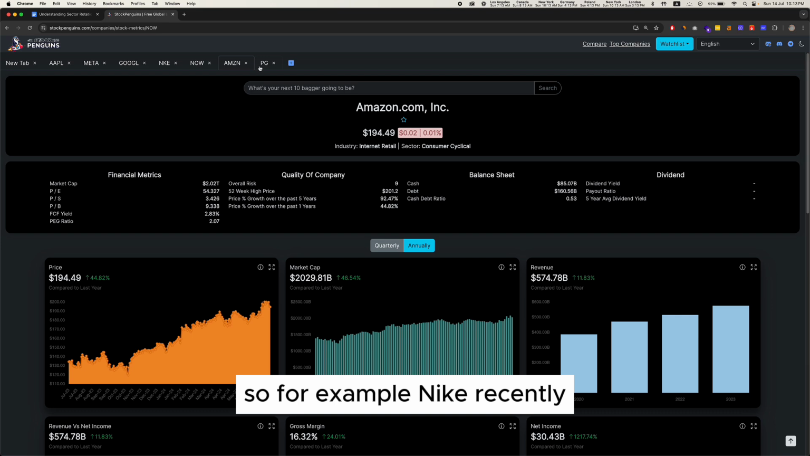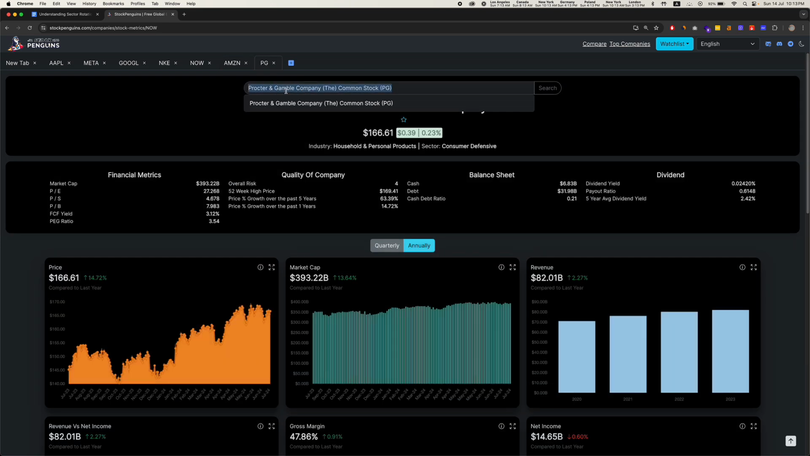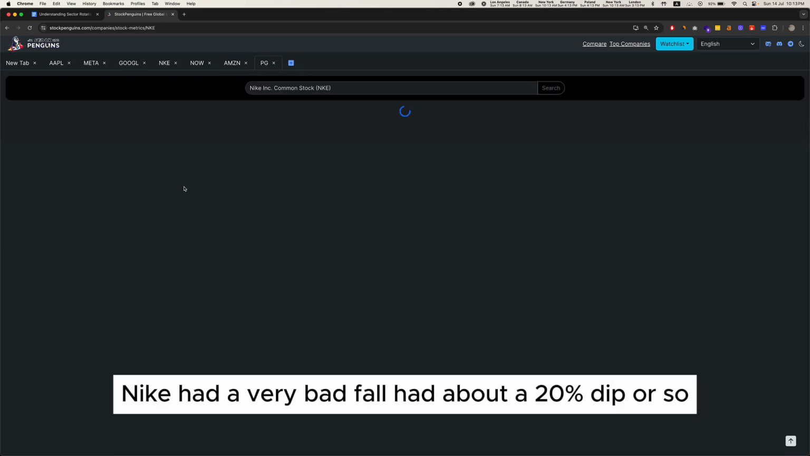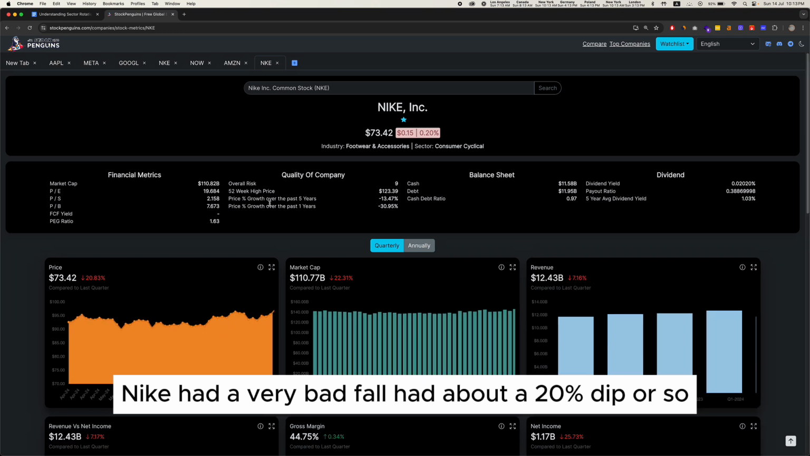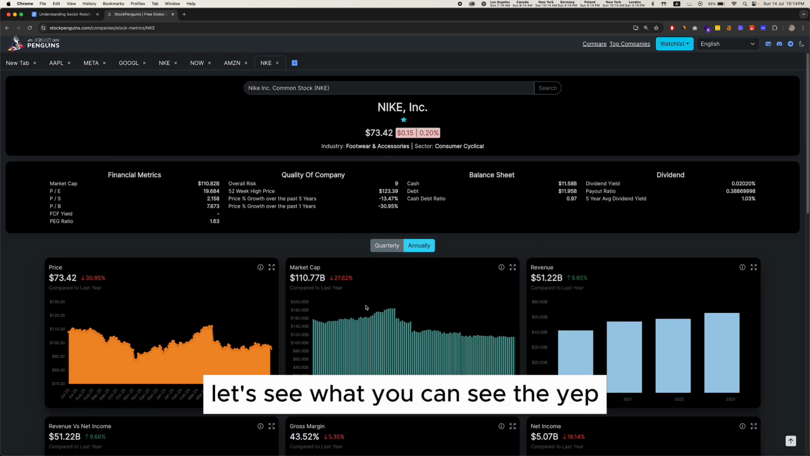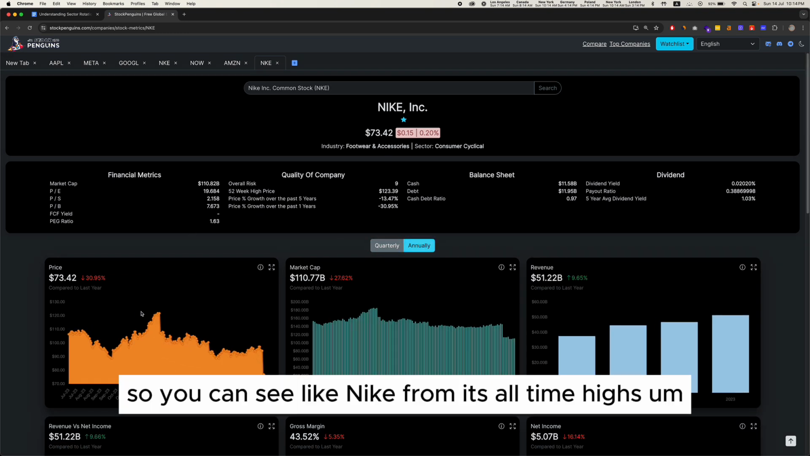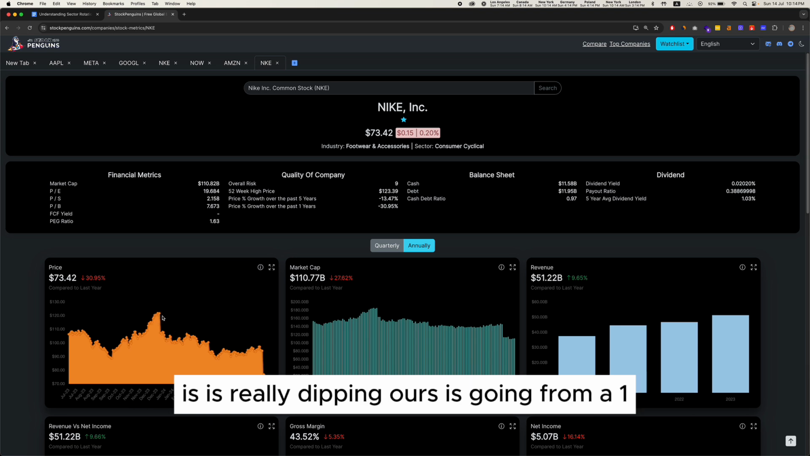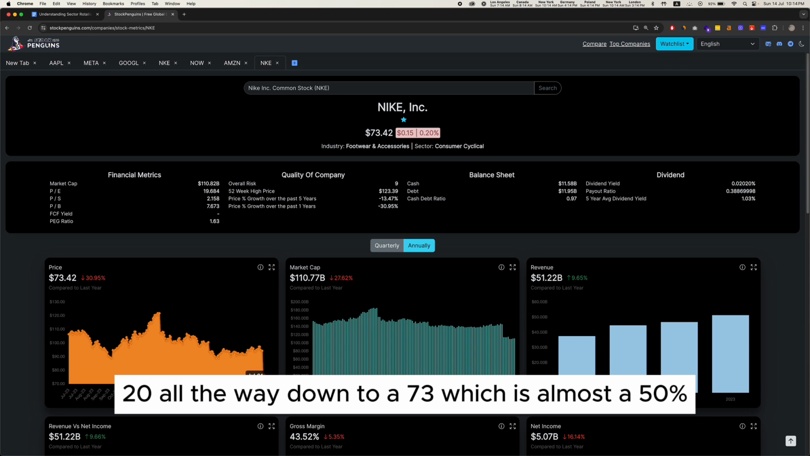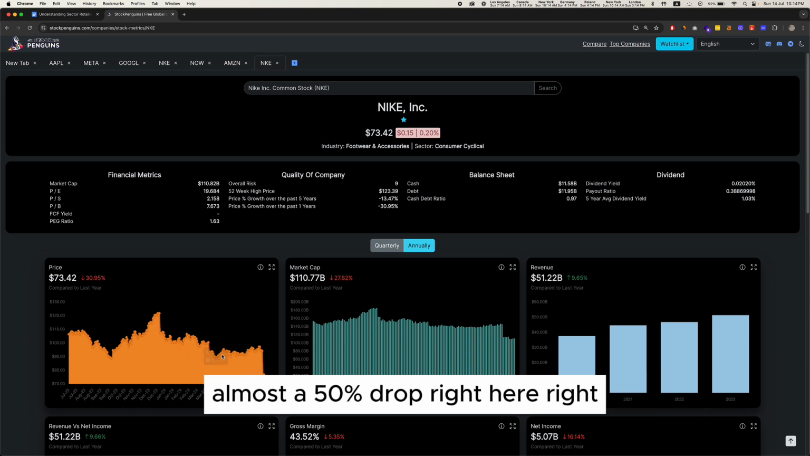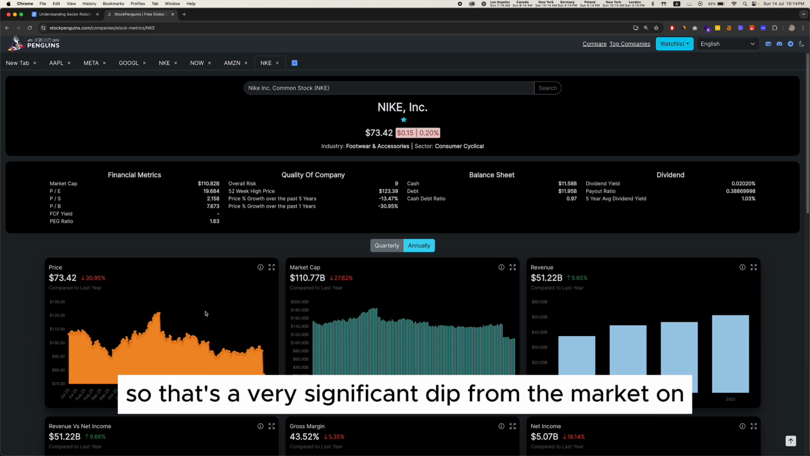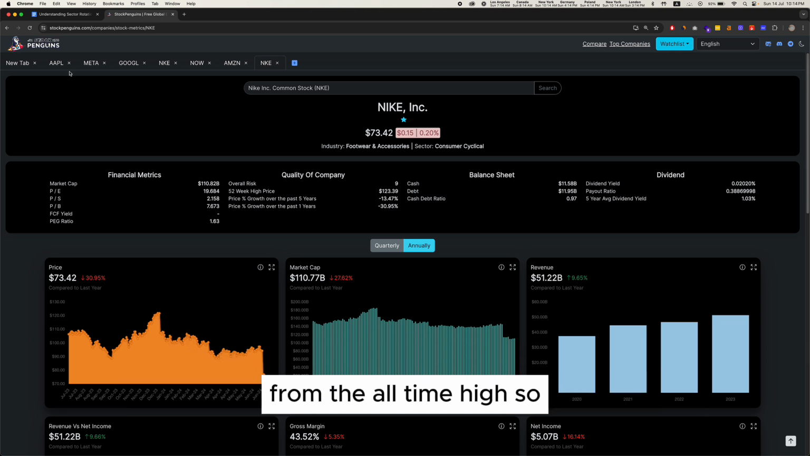So for example, Nike recently had a very bad fall, had about a 20% dip or so. Let's see whether you can see the price. Yeah, there we go. So you can see like Nike from its all-time highs is really dipping, right? It's going from a 120 all the way down to a 73, which is almost a 50% drop right here, right? So that's a very significant dip from the all-time high.